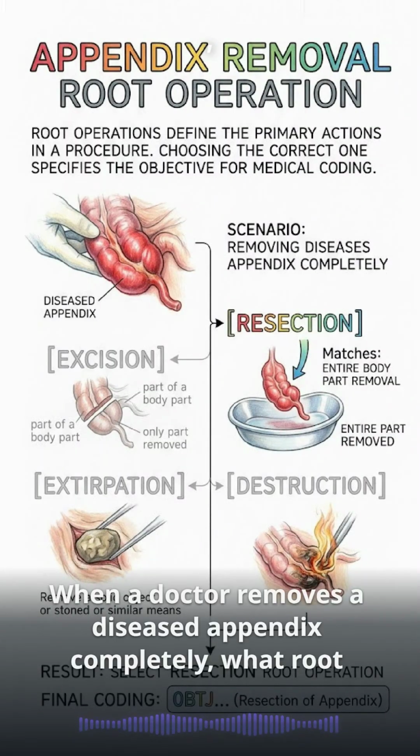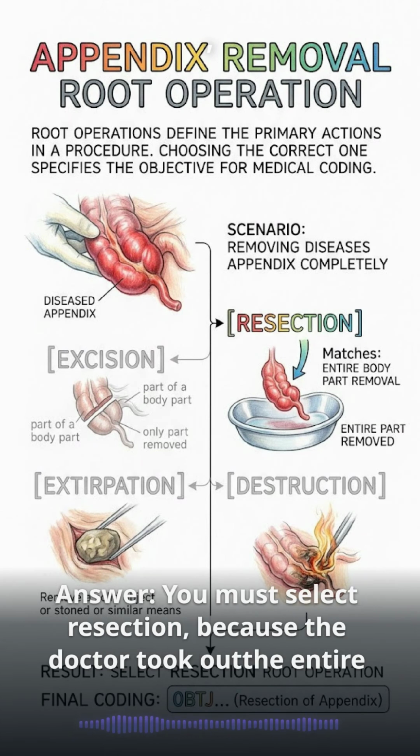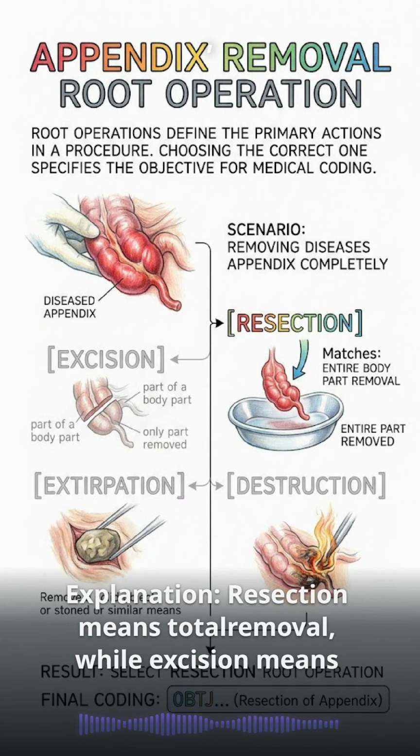10. When a doctor removes a diseased appendix completely, what root operation should you select today? You must select resection, because the doctor took out the entire physical body part completely. Resection means total removal, while excision means cutting out only a small piece of tissue.